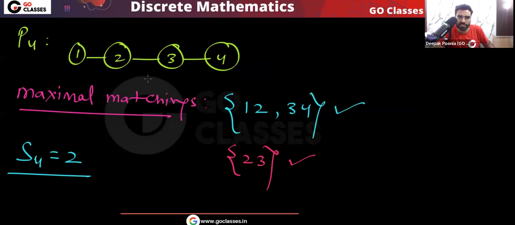If I don't take this 1, 2, then I must take 2, 3. If I take this 2, 3, then I cannot take this 1, 2, I cannot take this 3, 4. So I can say that this will be a maximal matching. So you can see the number of maximal matchings in P4, that is S4, that is equal to 2.